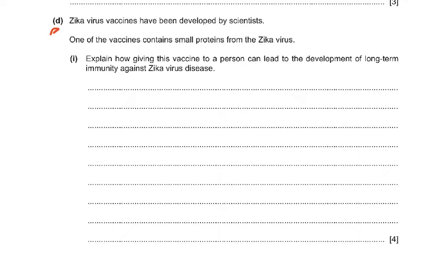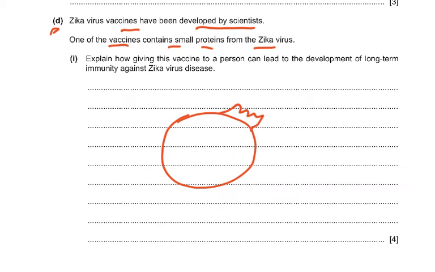Now coming to part D of the question, Zika virus vaccines have been developed by scientists. One of the vaccines contains small proteins from the Zika virus. So the virus will have some proteins on its surface, which are antigens. So they can just be giving this, and that will trigger an immune response. So these are called antigens. Explain how giving this vaccine to a person can lead to the development of long-term immunity against Zika virus disease.